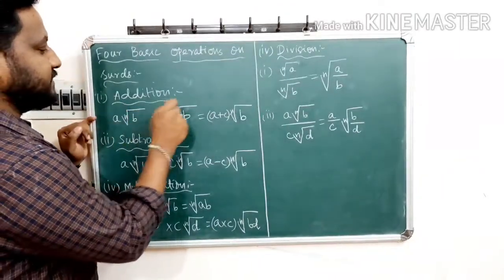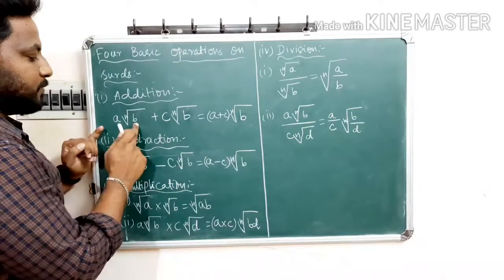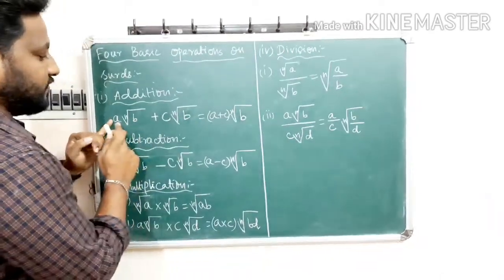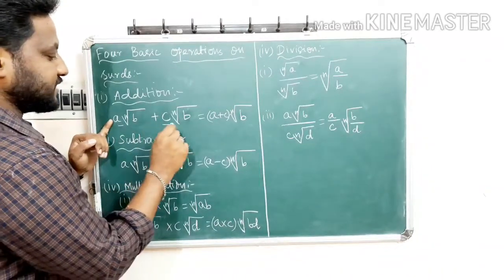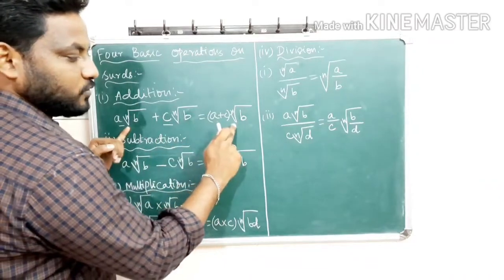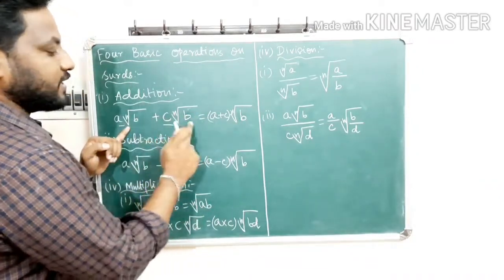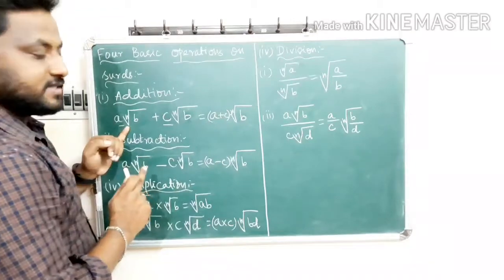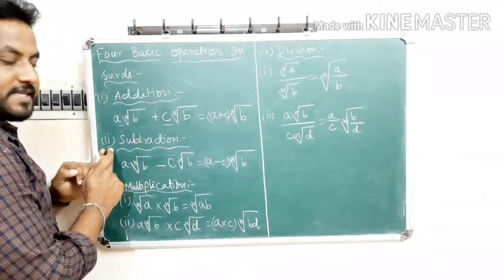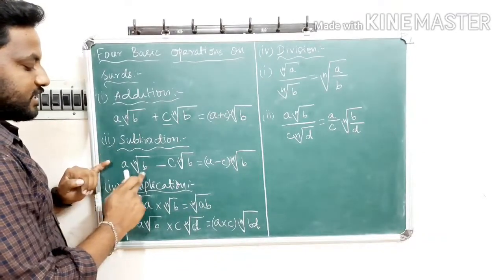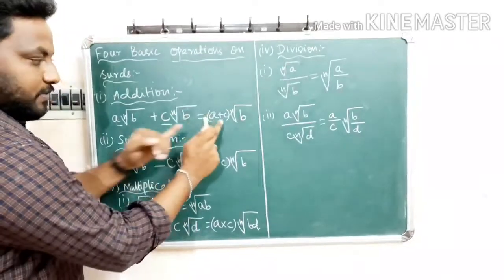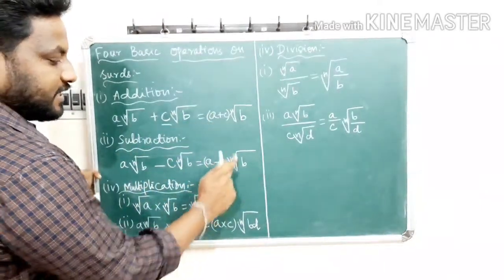First one is addition. a nth root of b plus c nth root of b is equal to, we have to add a plus c. The nth root is common, so we take the nth root as common, and the number inside is the same, so we write the same b. So (a plus c) nth root of b. And then the same thing for subtraction: a nth root of b minus c nth root of b. Same thing here, only minus here: (a minus c) nth root of b.